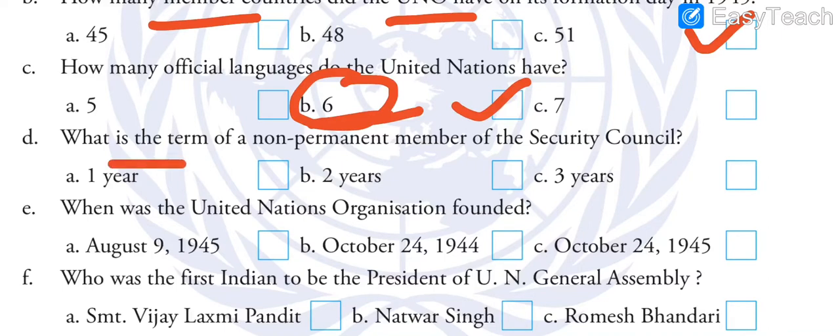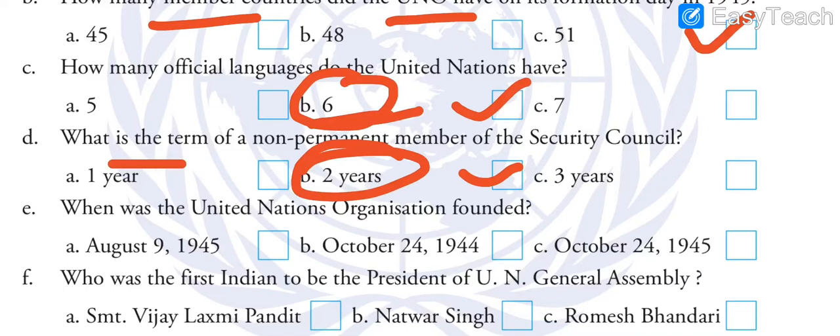Now, next question is, what is the term of a non-permanent member of the Security Council? They are asking for how many years these non-permanent members of the Security Council serve in the UN. So, it serves for 2 years. A non-permanent member of the Security Council serves the UN for 2 years. That means it is a member for only 2 years.